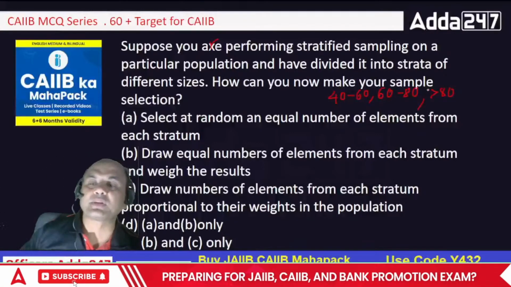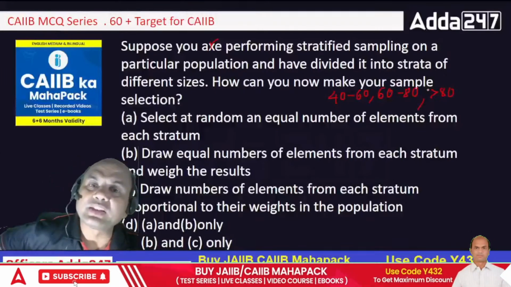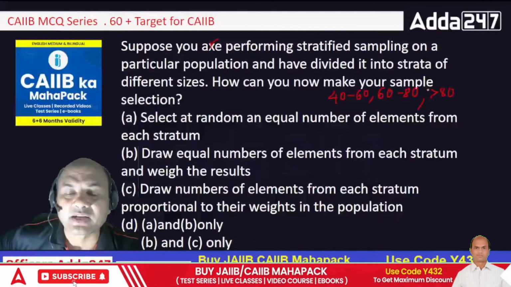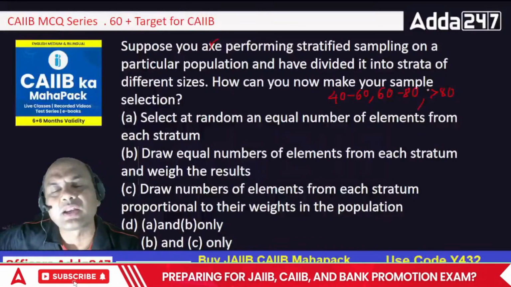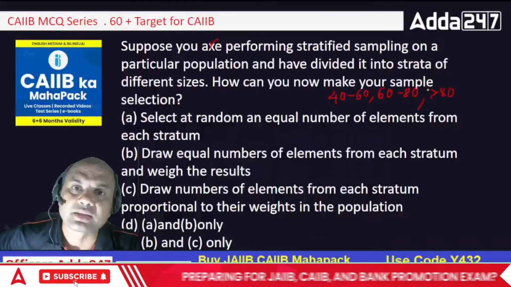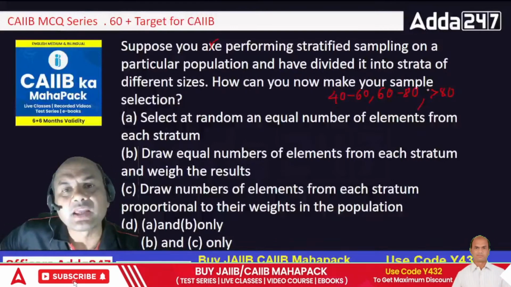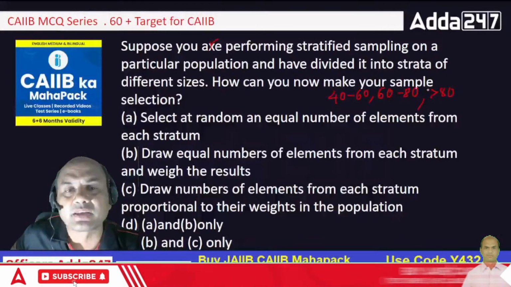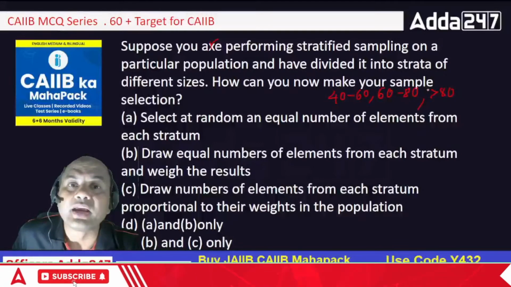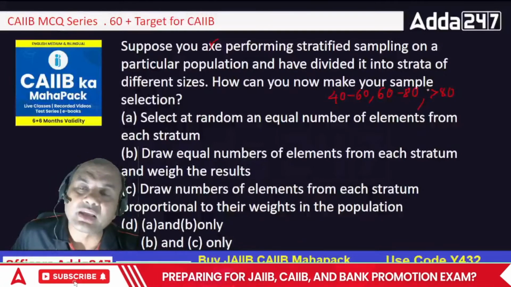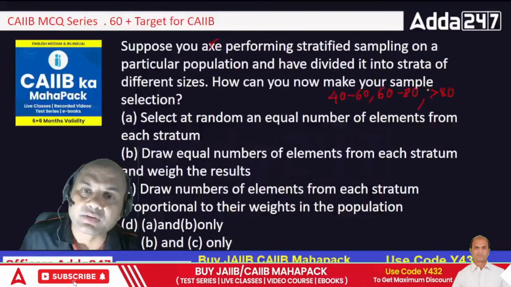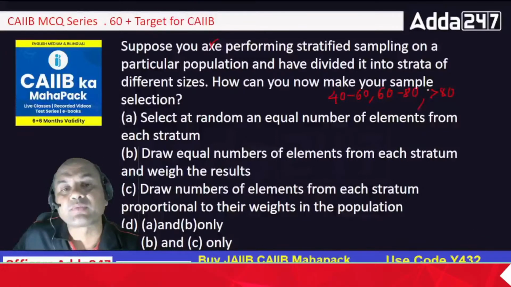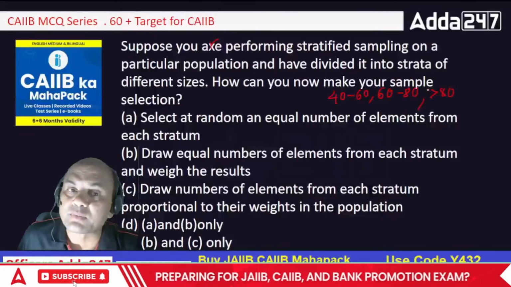In stratified sampling, what happens? Within a stratum, 40 to 60, everyone will have almost similar thinking. 60 to 80, everyone will have almost similar thinking. Similarly, above 80, everyone will have almost the same thinking. But between strata, 40 to 60 and above 80, these two will have different thinking. So that is what is called stratified sampling. So now let's look at the problem.